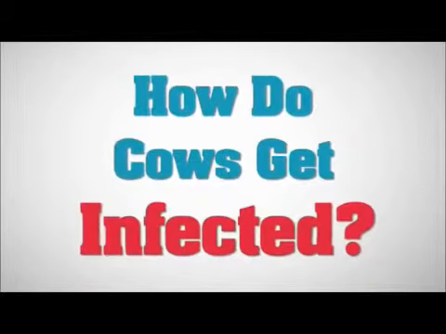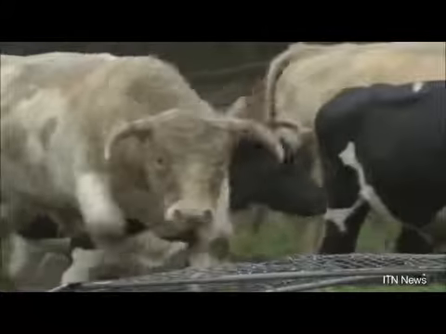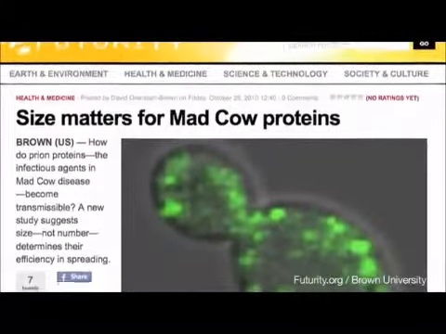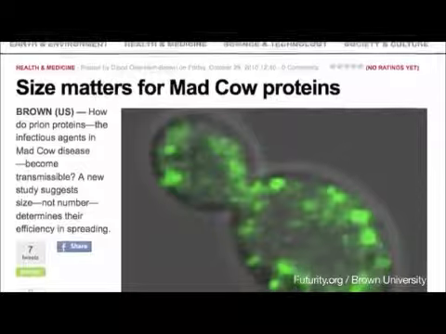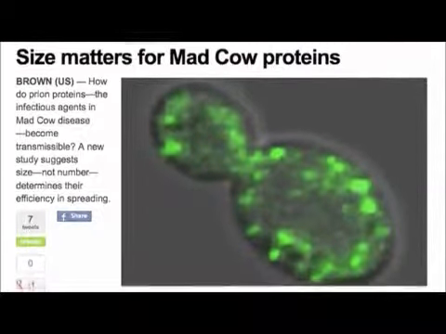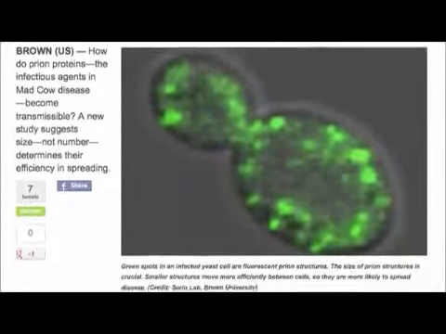How do cows get infected? A cow gets infected with the disease if it eats diseased feed, which has abnormal proteins called prions, found in brains, spinal cords, and other parts. These prions cause the degeneration in the brain, giving it a spongy-like appearance.